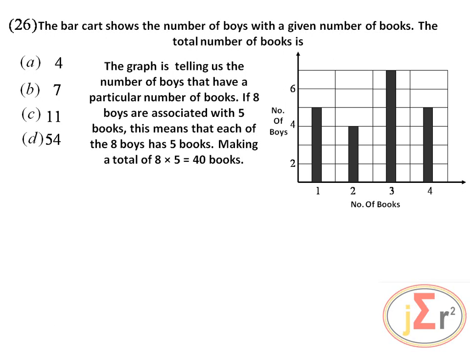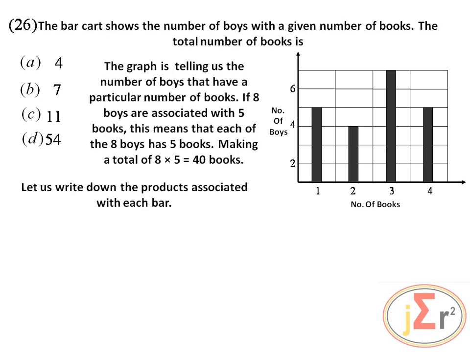The graph is telling us the number of boys that have a particular number of books. If 8 boys are associated with 5 books, this means that each of the 8 boys has 5 books, and that will make a total of 8 multiplied by 5, which is equal to 40 books. And we are going to take that into account when we are determining the number of books in total.